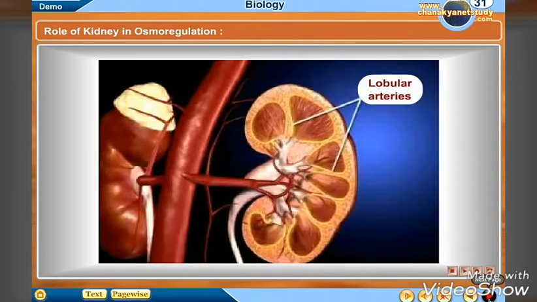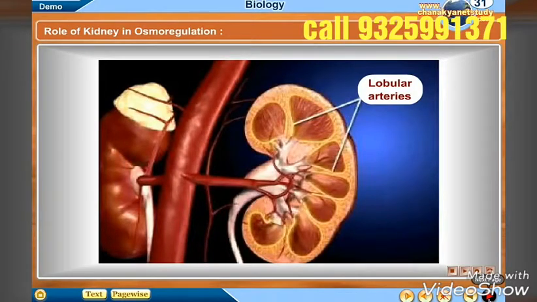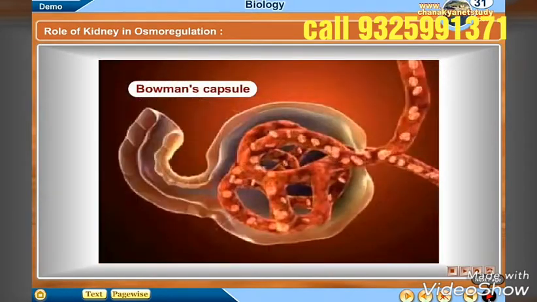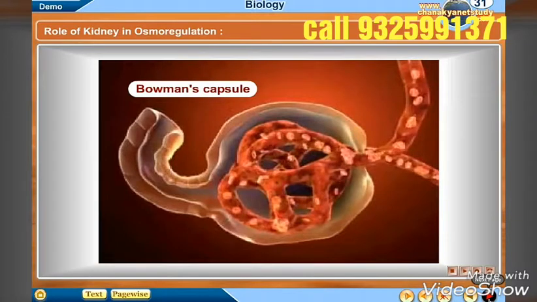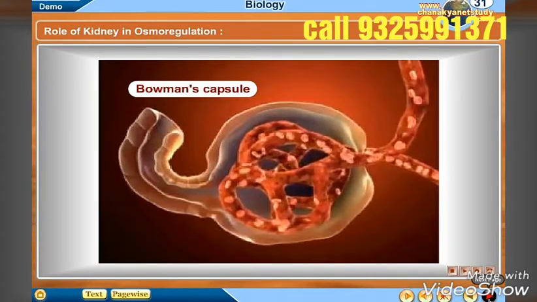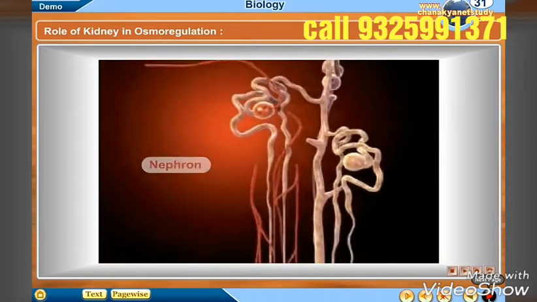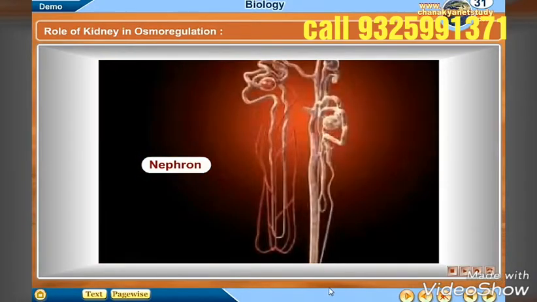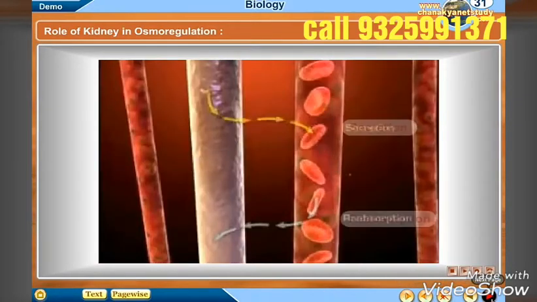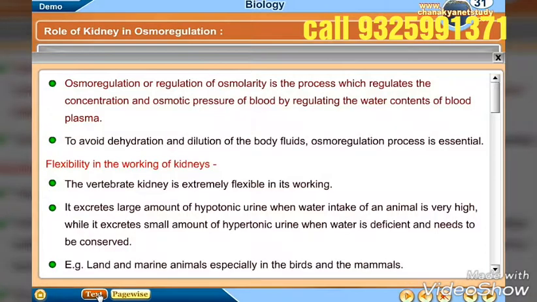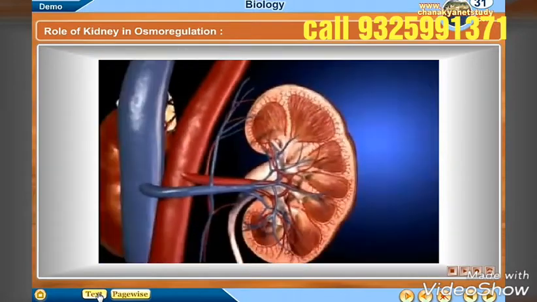Osmoregulation. Osmoregulation, or regulation of osmolarity, is the process which regulates the concentration and osmotic pressure of blood by regulating the water contents of blood plasma. To avoid dehydration and dilution of the blood fluids, the osmoregulation process is essential.